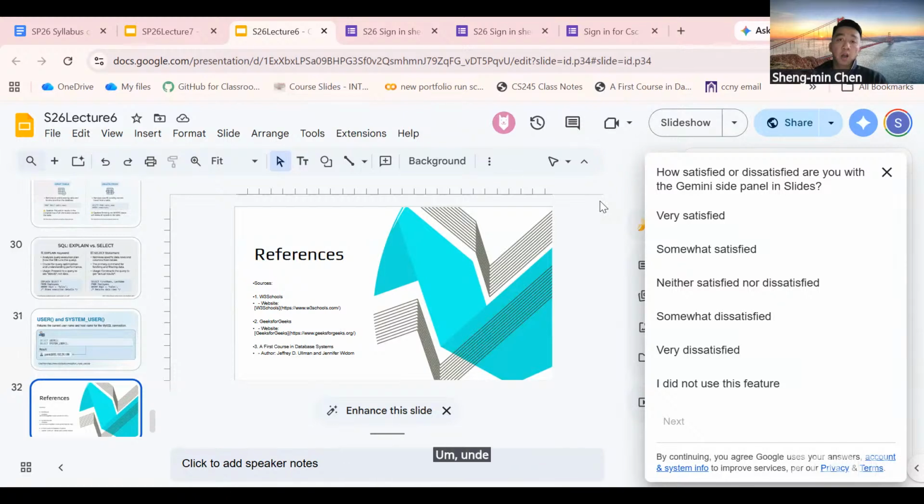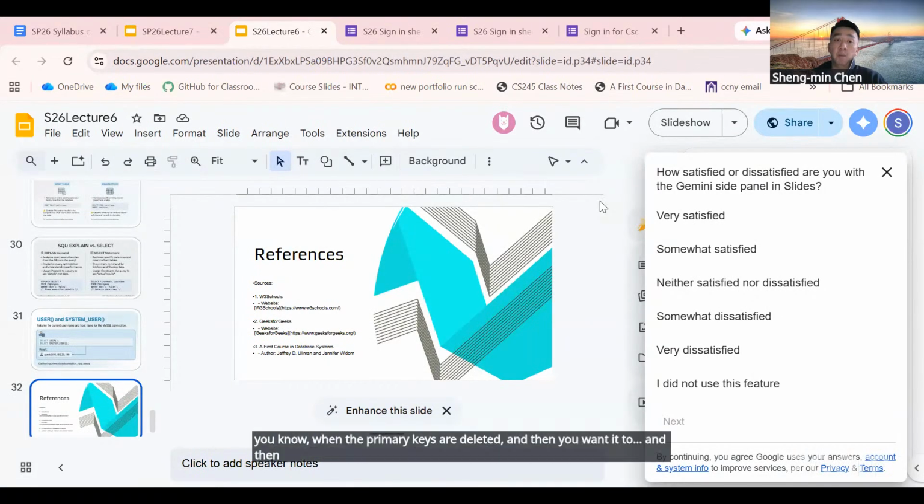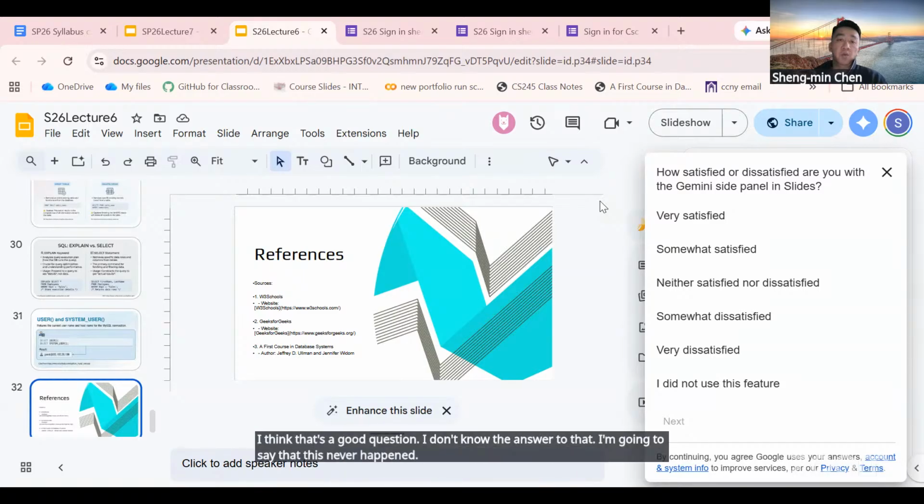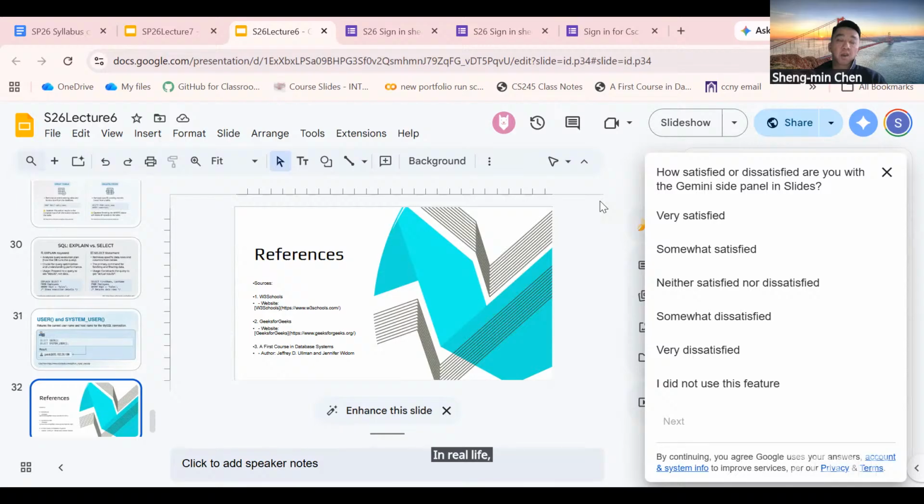You want to set it so that when the primary keys are deleted, and then you purposely said not null, you want to know what happens. I will tell you this: I think that's a good question. I don't know the answer to that. I'm going to say this never happened in real life for me to practice before. I think this is interesting.